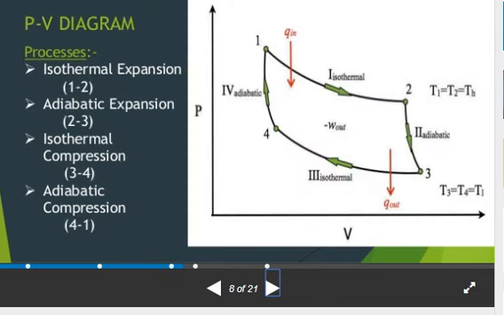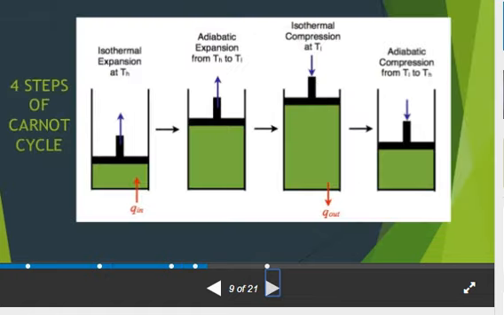And then we discuss the PV diagram. In the PV diagram, it covers the four processes. The first one, 1 to 2, is the isothermal expansion. Then 2 to 3 is the adiabatic expansion. Then 3 to 4 is the isothermal compression. And then 4 to 1 is the adiabatic compression. These are the four processes that occur in the Carnot cycle.